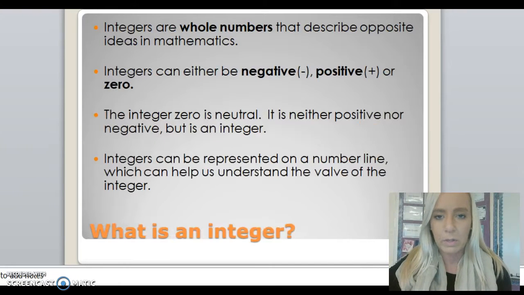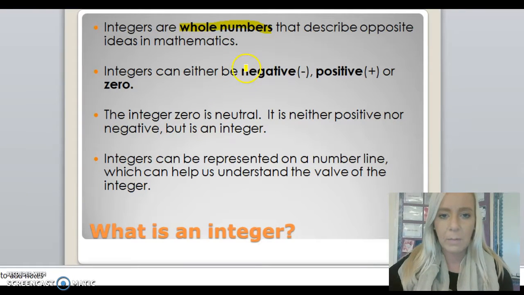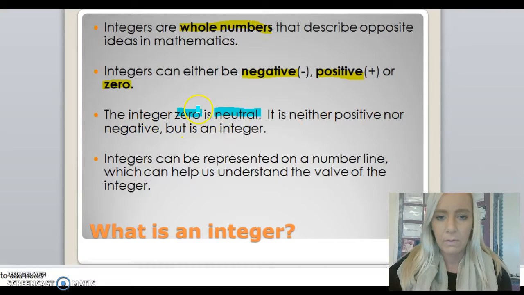Integers are whole numbers that describe opposite ideas in mathematics. So in order for it to be an integer, it has to be a whole number. Integers can be either negative, positive, or 0. The number 0 is what we call neutral. It's neither positive nor negative, but it's still considered an integer. And then integers can be represented on a number line, which can help us to understand the value of an integer.